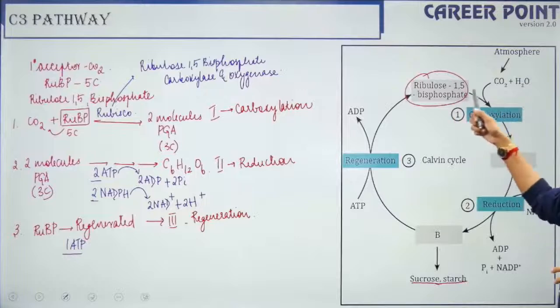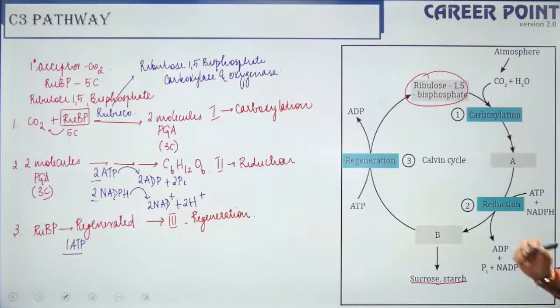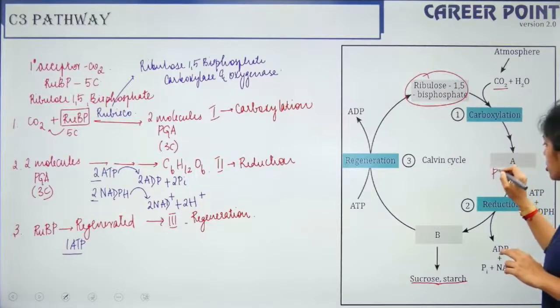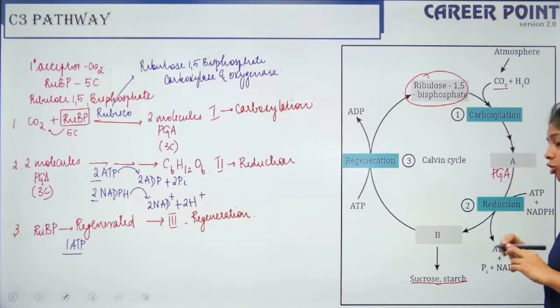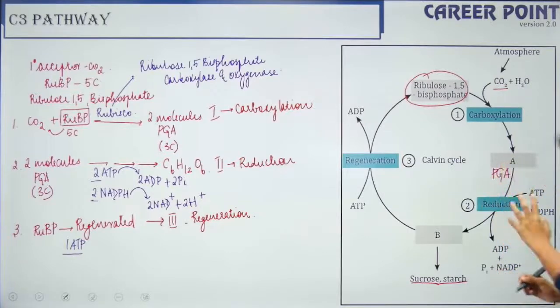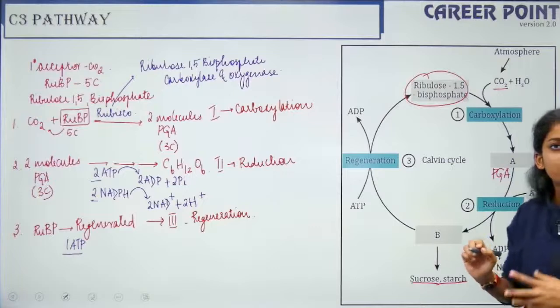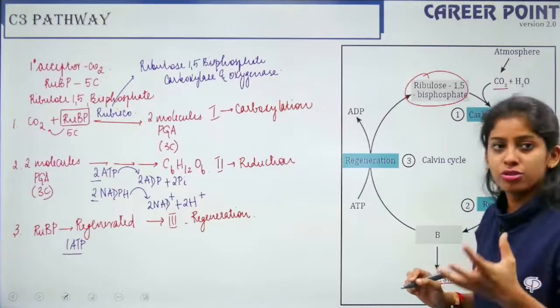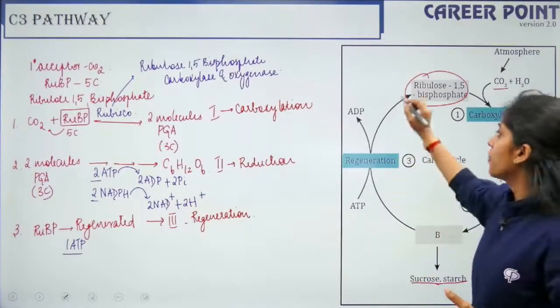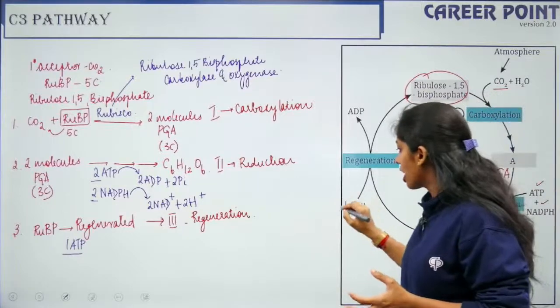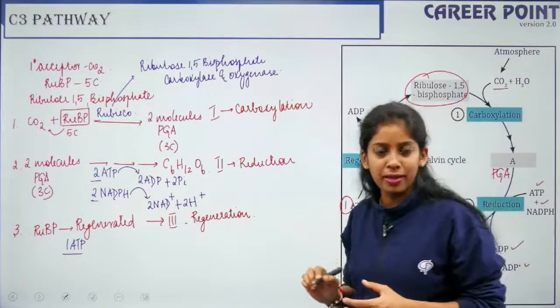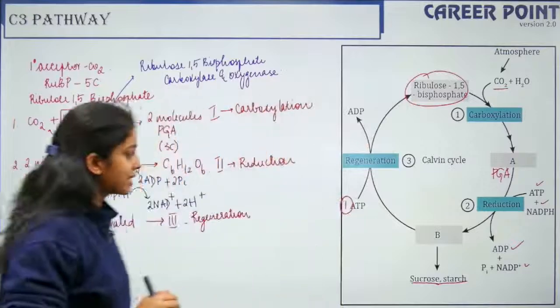So that is what is shown here. RuBP accepts the carbon dioxide. This is carboxylation. It forms your phosphoglyceric acid molecule. This is reduced. When it is reduced, ATP and NADPH are being utilized. So it forms your ADP and NADP+, and it finally reduces to give you your glucose or your sucrose or your starch, and then your RuBP is regenerated, for which again you need 1 molecule of ATP. So this is your C3 cycle.